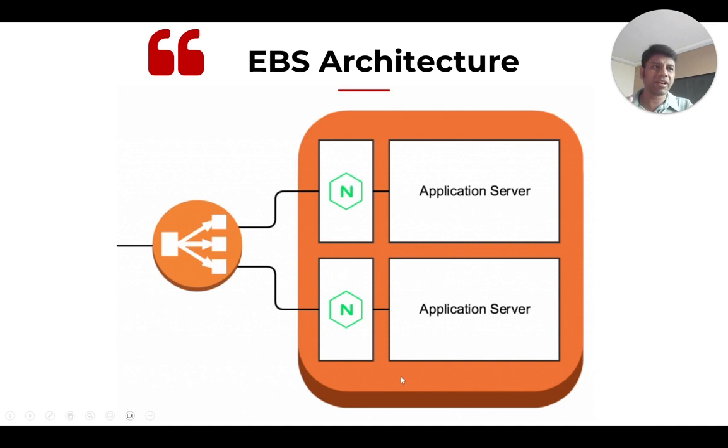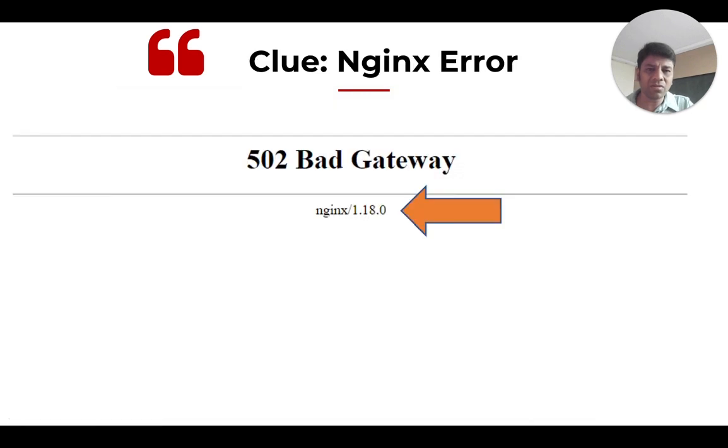So if you're going to have 10 containers, each container is going to have its own Nginx server and application server. That's how it is. So the traffic is distributed across all the containers, right? So this is the error we were getting: 502 bad gateway error from Nginx. This is what we are seeing on the screen, right? See the clue here.